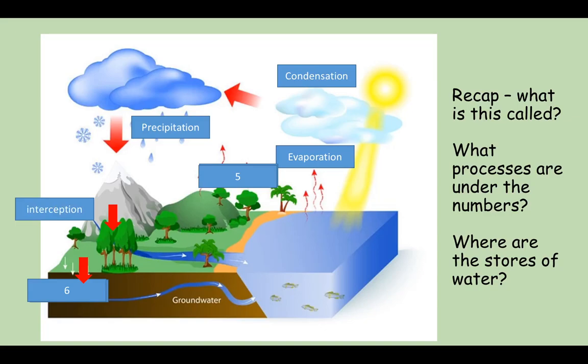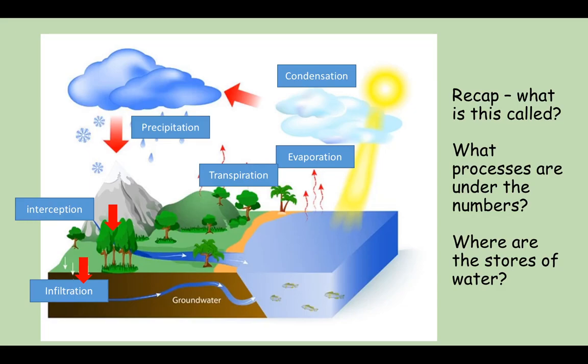Interception is the process where plants intercept or catch precipitation that's falling from the sky, and that slows it down. Eventually the water will usually run off those plants and into the ground. Once it reaches the ground, we'll have a process called infiltration, and infiltration is where the water travels into the actual ground. It penetrates through the soil.